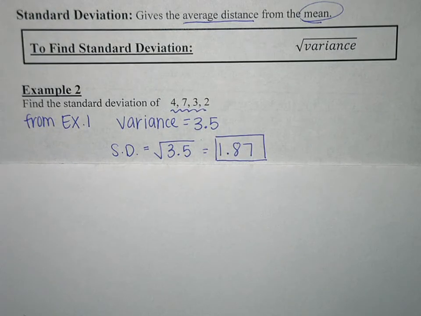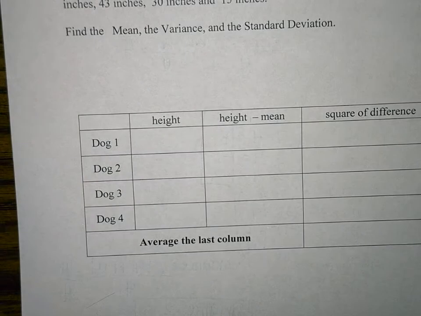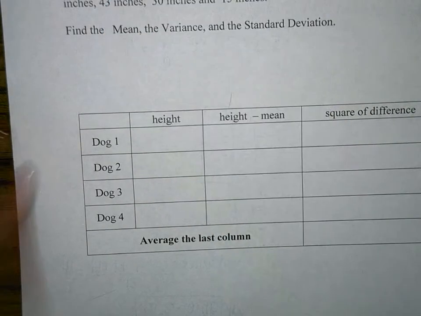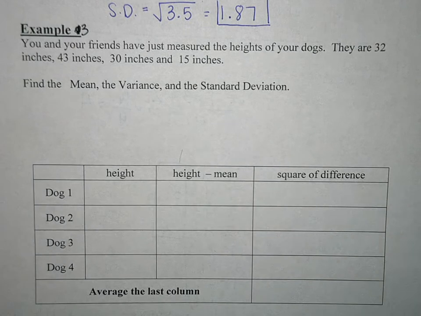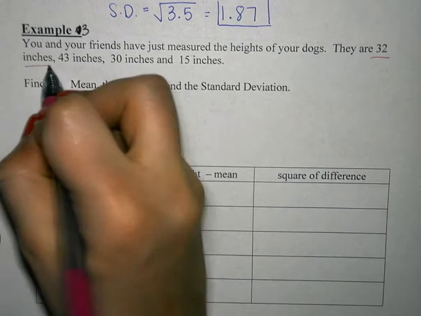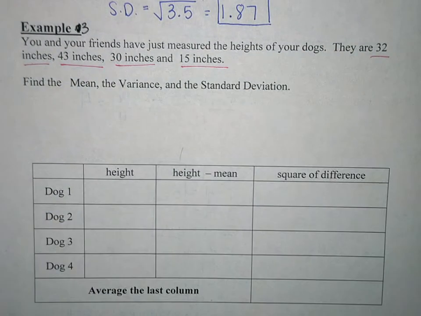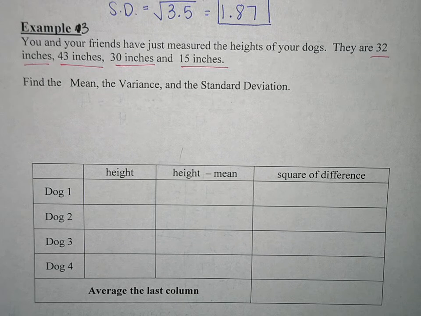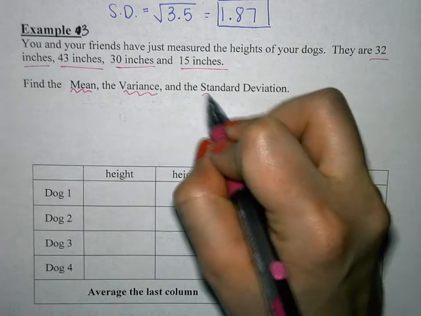So let's do one example where we put it all together. So example 3, this says 4. You and your friends have just measured the heights of your dogs. They are 32 inches, 43 inches, 30 inches, and 15 inches. I want you all to find the mean, the variance, and then the standard deviation.